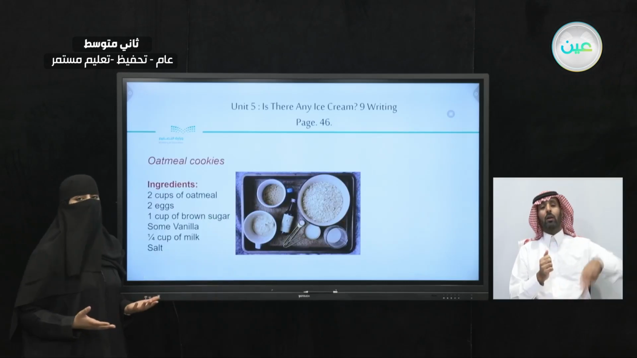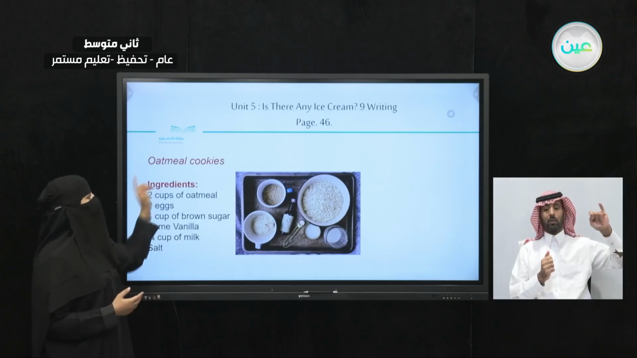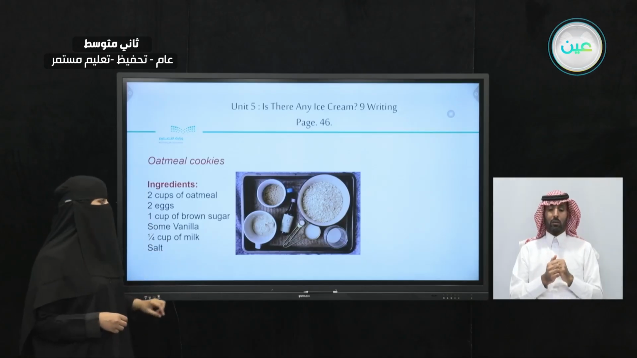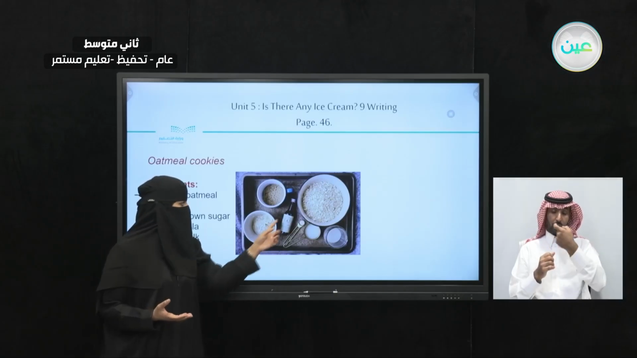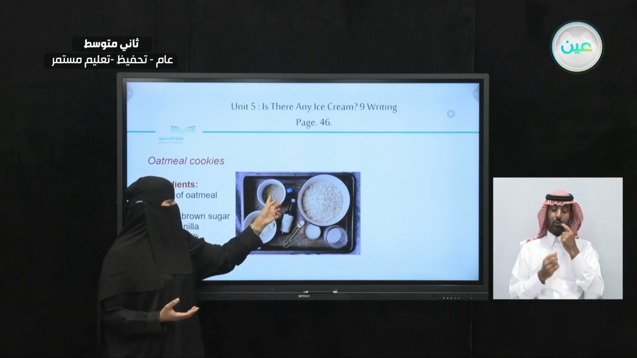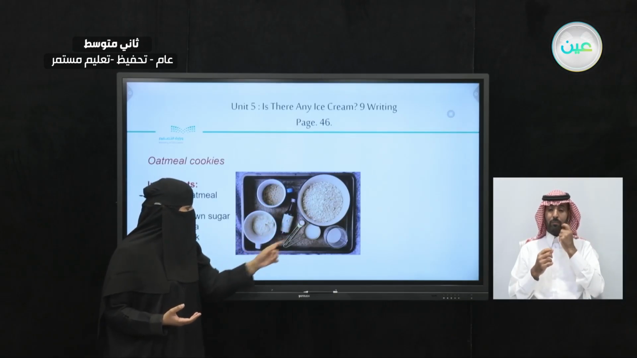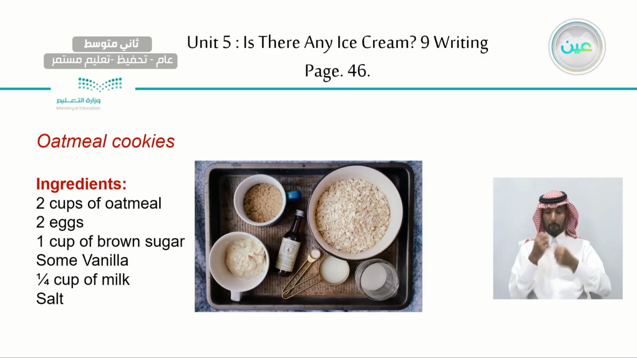Now, let's take a look at this example here. So, what are you going to make? We're going to make oatmeal cookies. Now, let's take a look at the picture. What can you see? Can you see the oatmeal here? Yes, you can see oatmeal, brown sugar, vanilla, and milk, and other ingredients.